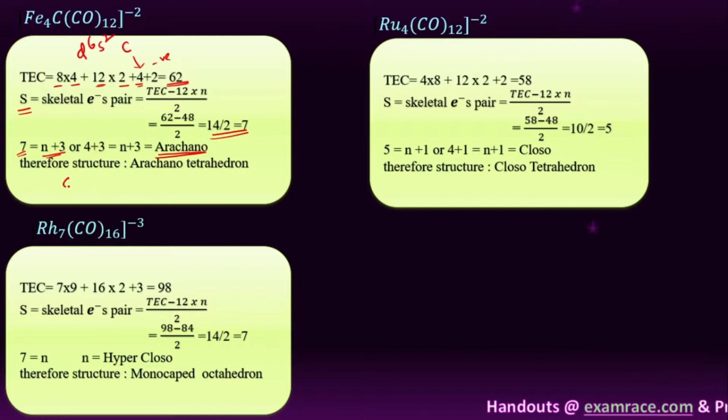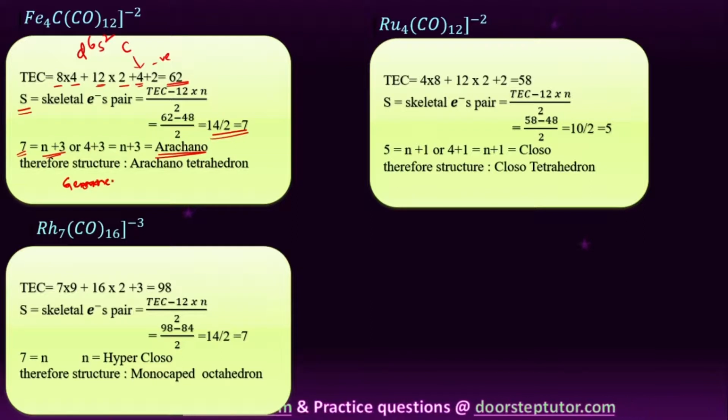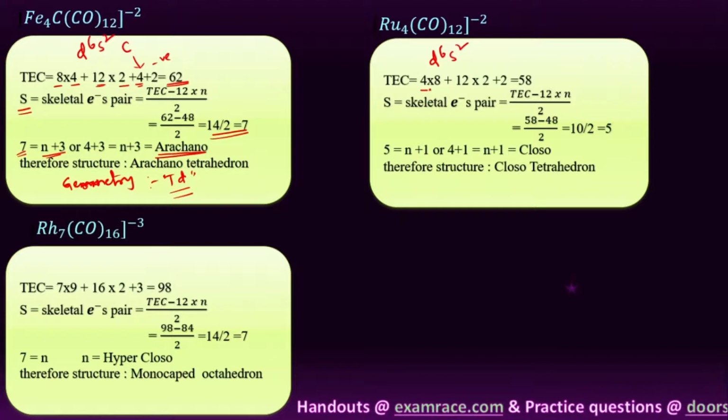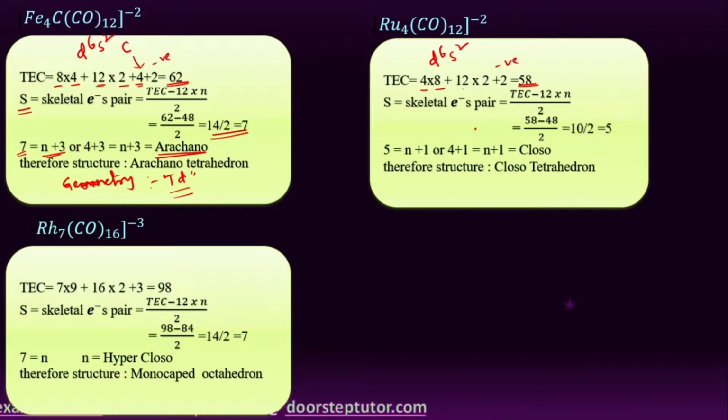So what about the geometry, student? If it is 4, generally the geometry is a tetrahedron. The geometry is a tetrahedron. Clear? Here also you can see, student, this is Ru4, ruthenium. Ruthenium also belongs to the iron family. So 4 into 8, here 12 into 2, plus 2 for the negative charge. Therefore the total electron count is equal to 58.